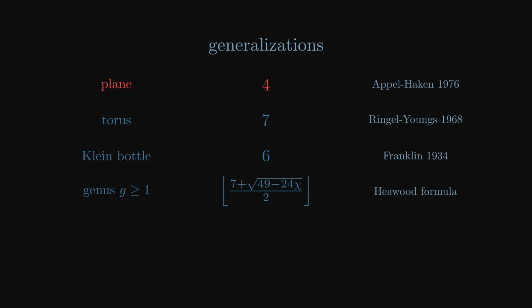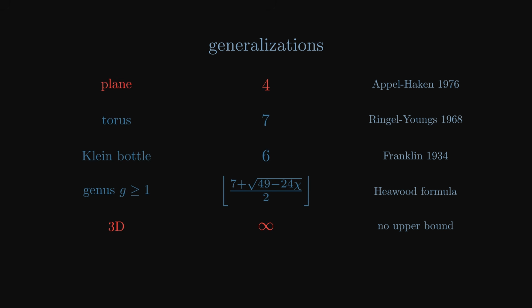The four-color theorem, as a statement about flat maps, is fully proved. But many natural generalizations remain open or fully different. On a torus, a donut-shaped surface, the analogous theorem requires 7 colors. This was proved by Heawood in 1890 and Ringel and Youngs in 1968. 7 colors are sufficient, and there exist torus maps that require all 7. On a Klein bottle, 6 colors. On other surfaces of higher genus, the Heawood number formula gives the answer.